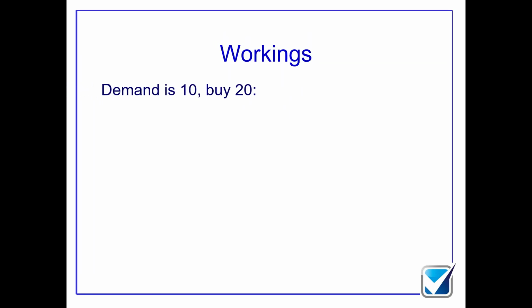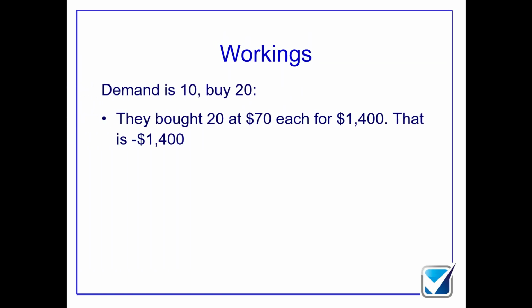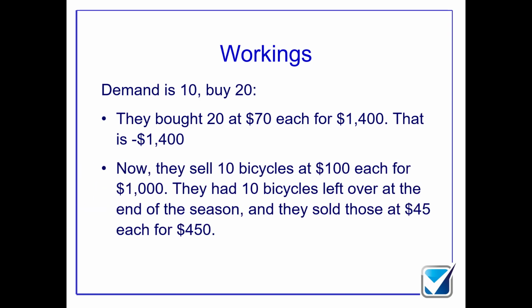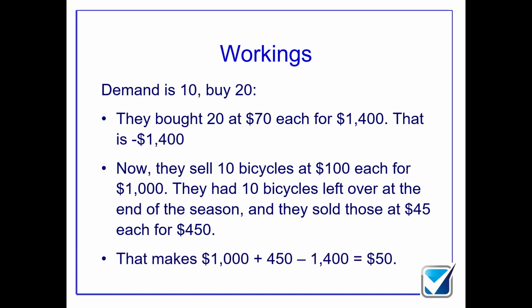So what we do is we will say that we are going to buy 20 bicycles. We buy them at $70 each, which is $1,400. So that's a negative $1,400 cash flow. Then what we're going to do is sell 10 bicycles at $100 each. And then we've got 10 bicycles left over. We can then sell them as scrap at $45. That now means we've got a total cost of $1,400. We've then got total income of $1,000 plus the $450, which gives me an overall net positive $50 worth of profits.